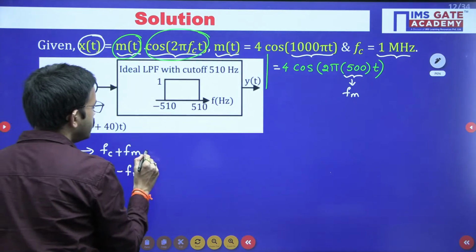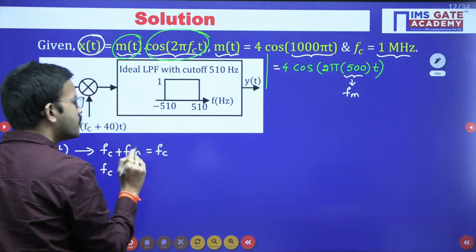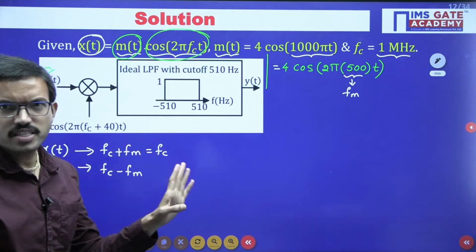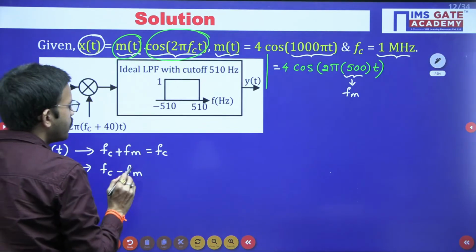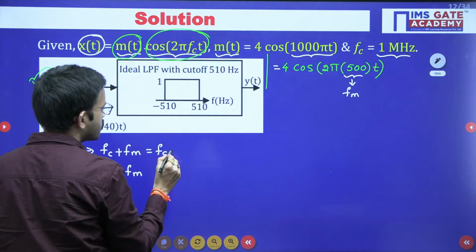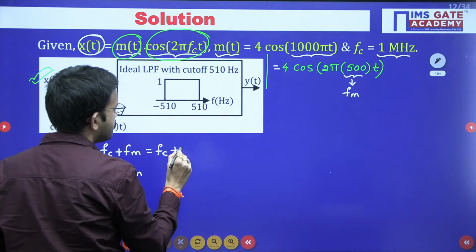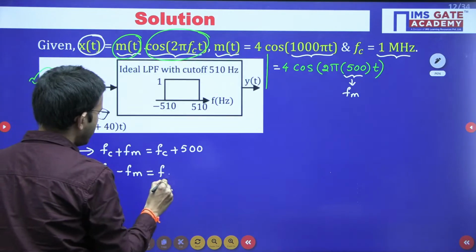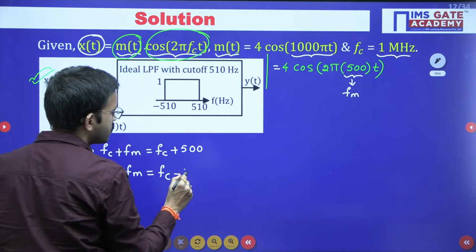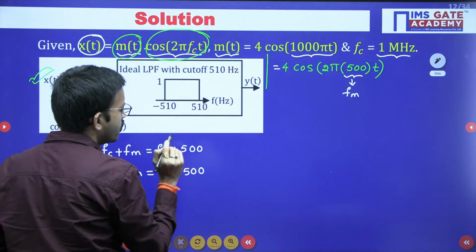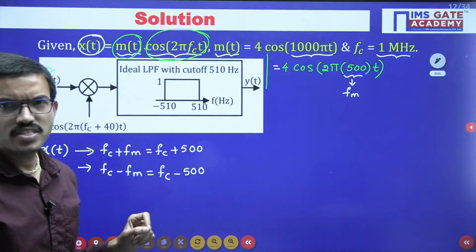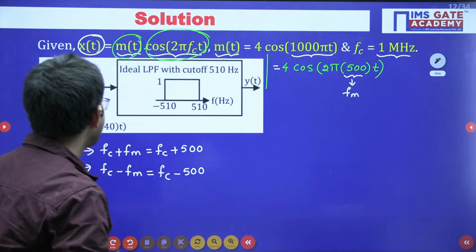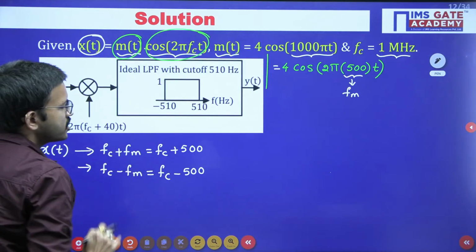Here, the fc value we need not substitute. Later, if required, we can substitute, but here for the timing it is not required. But the fm value can be substituted. Fm is 500. Here fc minus fm is 500. Why I am not substituting fc, you will come to know shortly. I hope it is clear up to this point.